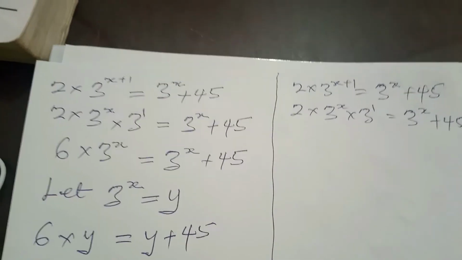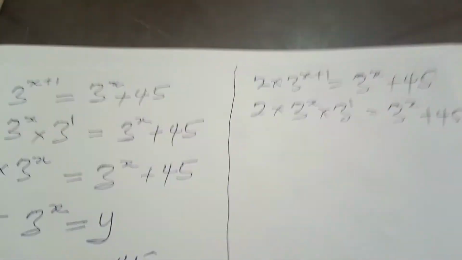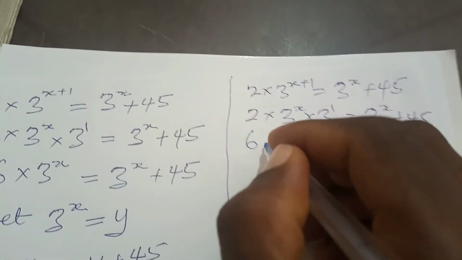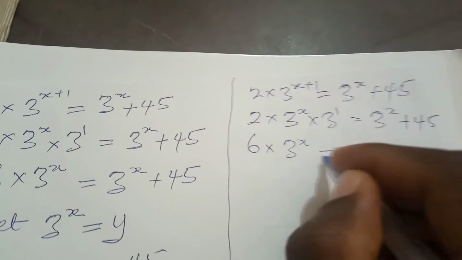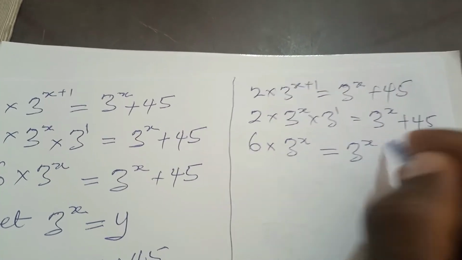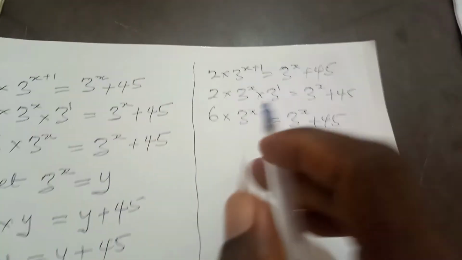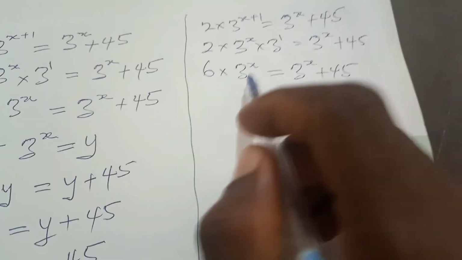Then here we are multiplying the numbers without a variable as exponent. So here 2 times 3 is going to give us 6 times 3 exponent x being equal to 3 exponent x plus 45. And I just said earlier that we cannot multiply these 6 and the 3 because they are moving together.